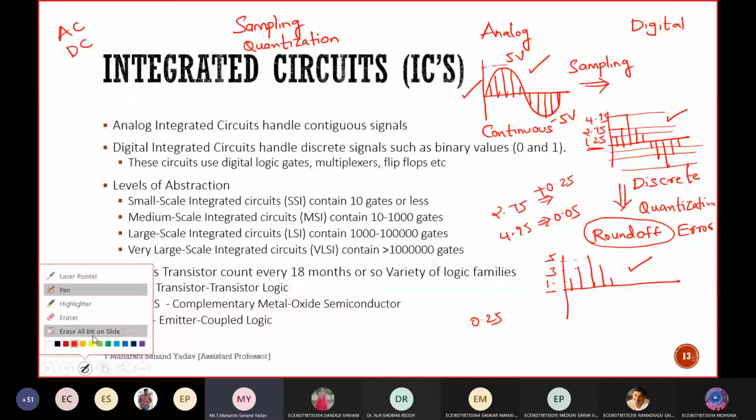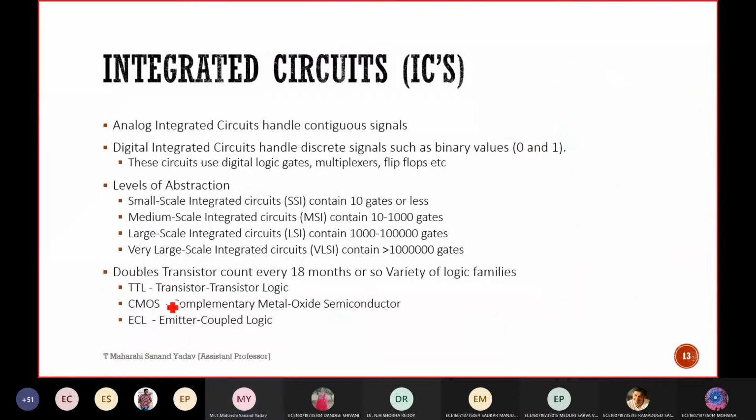Now you tell me the difference between analog IC and digital IC. Anyone? What is this ADC and DAC? Any idea on this? Analog to digital converter. Can you give me an example of an analog to digital converter in real time where you are using this? Mobile phones. In that, can I call it the microphone? Yes, sir. So what is a transducer?